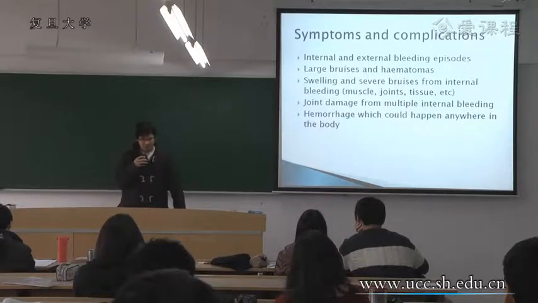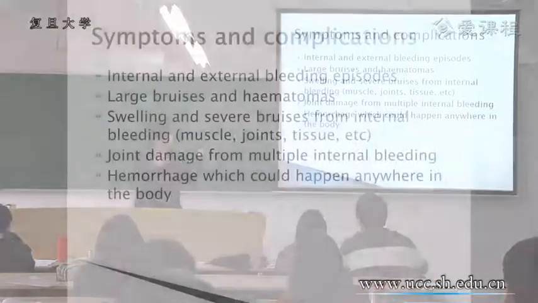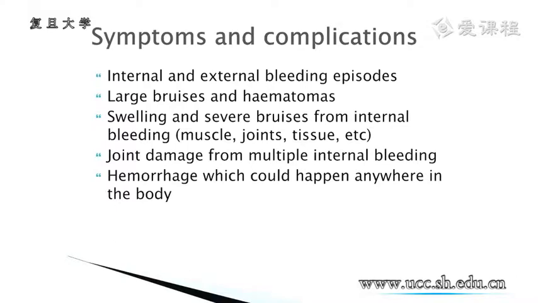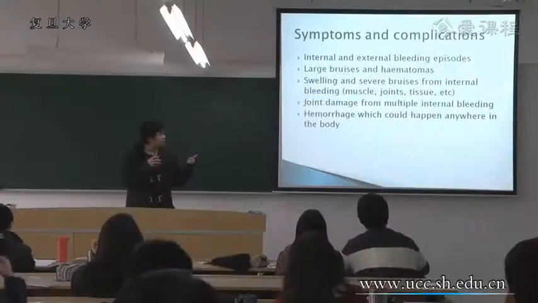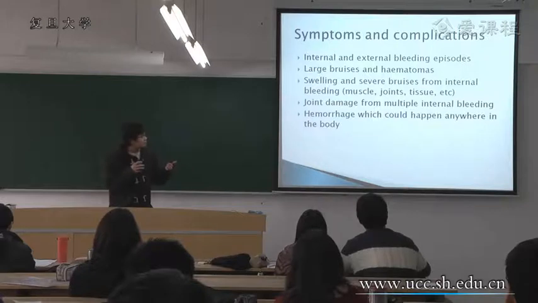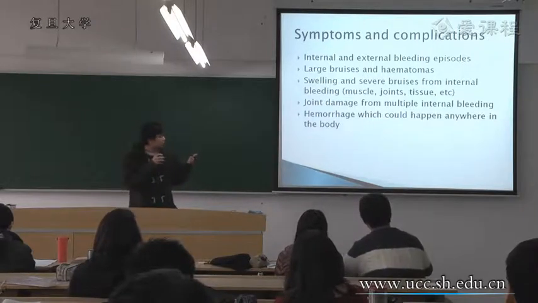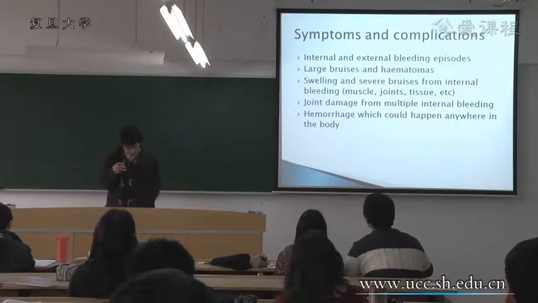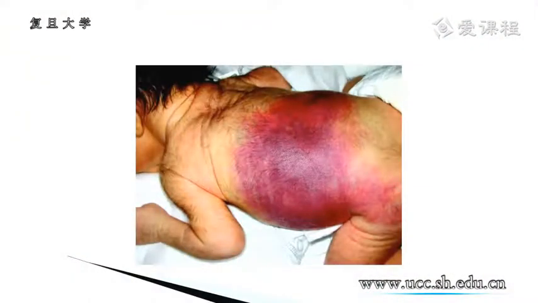Symptoms and complications include internal and external bleeding, large bruises and hematomas, swelling and severe bruises from internal bleeding in muscle, joint, or tissue, and joint damage from multiple internal bleeds. In severe cases, hemorrhage could happen anywhere in the body. This is an example of severe hemophilia.